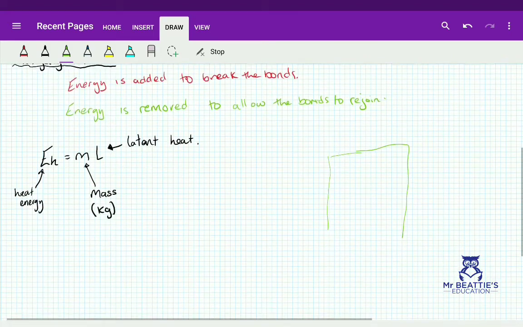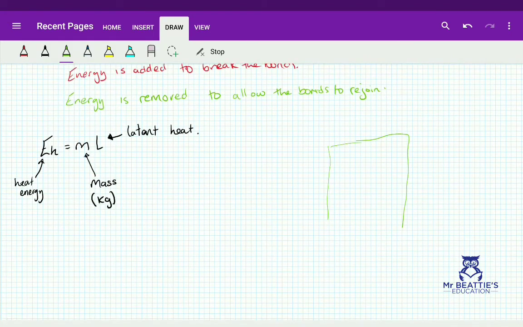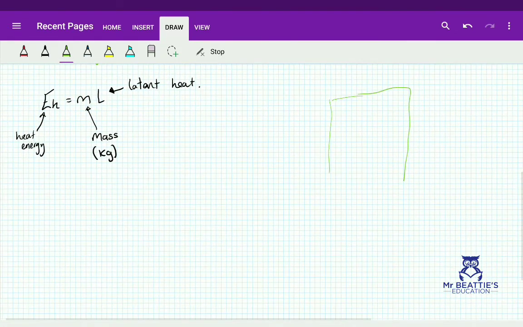And that means, depending on what the question is asking you for, you're going to be moving between the two of these, whether you're going to work out the energy required to boil water, or the energy required to be removed to freeze water, okay?